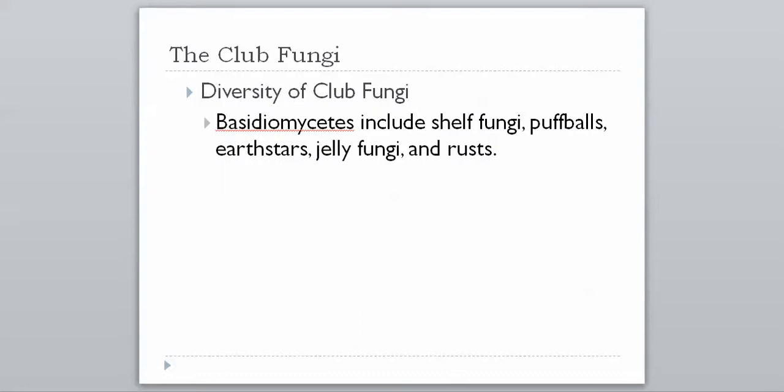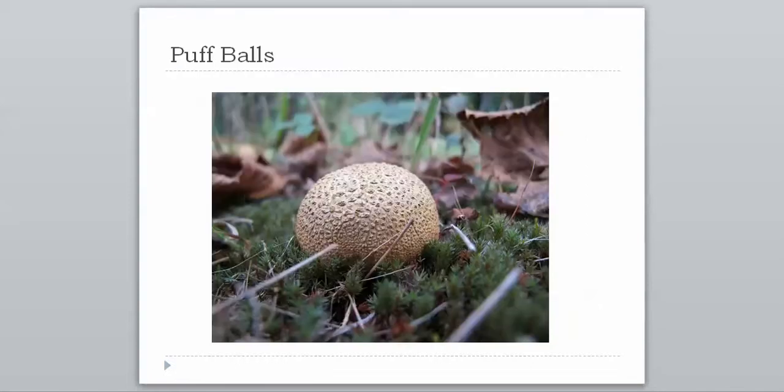The diversity of the club fungi includes shelf fungi, puffballs, earth stars, jelly fungi, and rusts. We'll see some examples of the Ascomycota from yesterday later, but here's one example of a puffball. Its name is pretty self-explanatory. It looks like a ball, and they're called puffballs because they actually shoot their spores up in the air. That's another pretty interesting fungus.